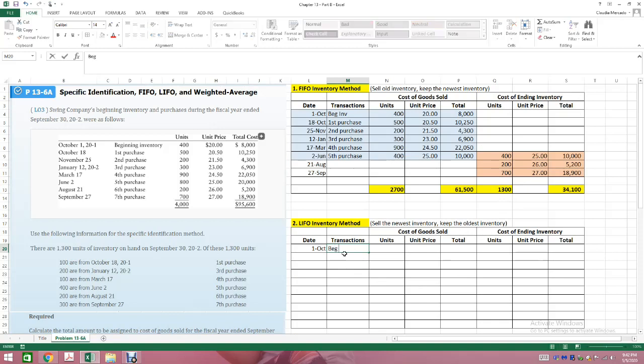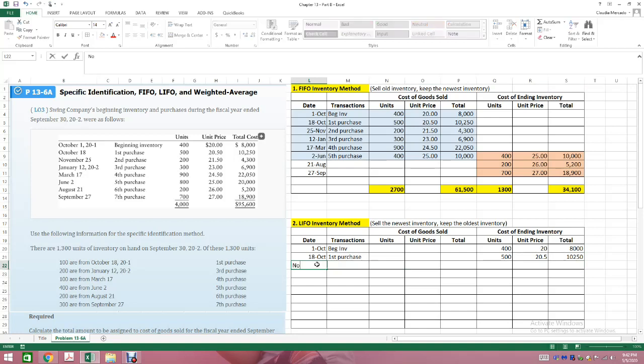So this is my beginning inventory. And this is the inventory that I'm keeping, okay? So that's going to go to my cost of ending inventory, okay? So I had 400 units at $20 a piece. That's $8,000, okay? Now I go to my second oldest inventory, which is October the 18th. That's my first purchase. Okay, I'm keeping this one too because it's my second oldest. And I have 500 units at $20.50. And that's going to be $10,250.